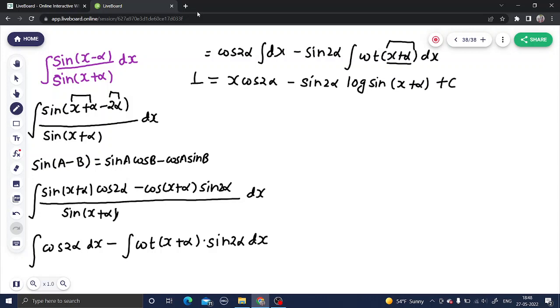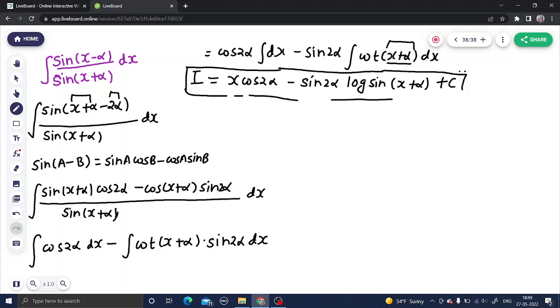So this is the value of my integration, which is x cos 2 alpha minus sine 2 alpha multiplied by log sine of x plus alpha plus a constant c, which is always there. So I hope you understood this question. We just created the denominator in the numerator, and that's it. The question was pretty easy.